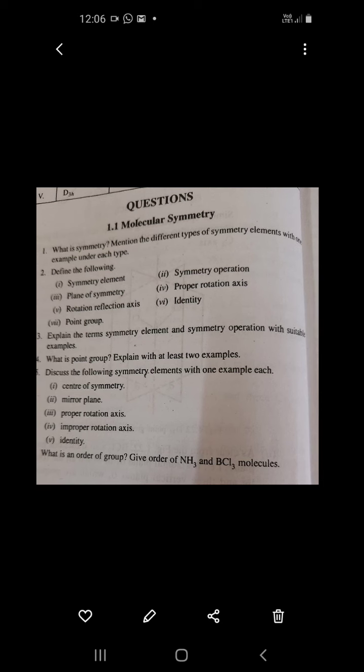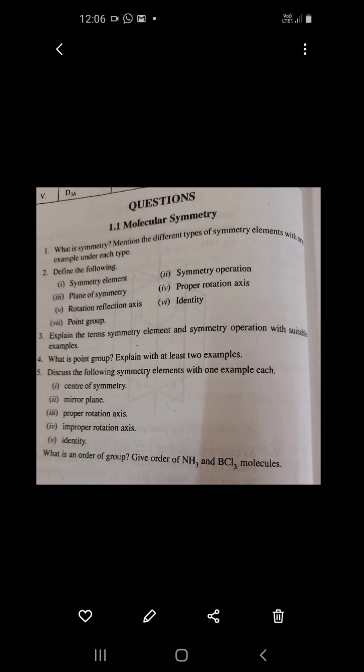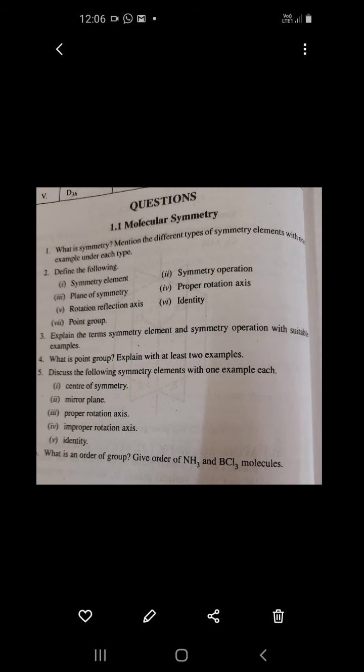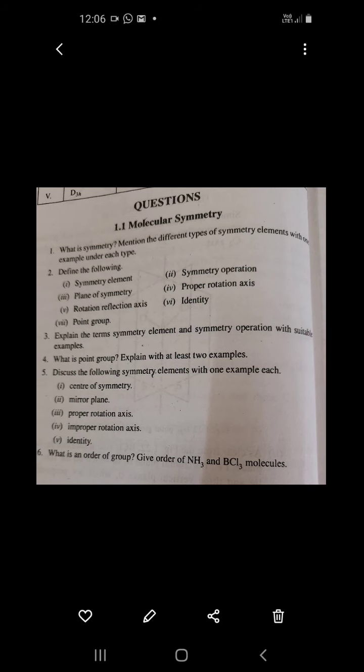Or if you perform a reflection, then give the example with suitable example, like suppose in water there is an operation called rotation, right? Or if there is a molecule like cis-1,2-dichloroethene, there is a C2 axis as well as a plane of symmetry. So that is a reflection.